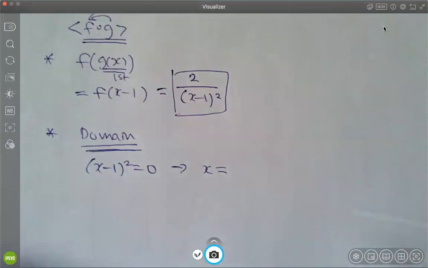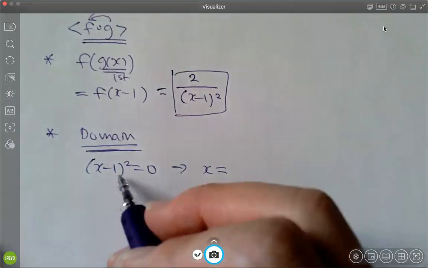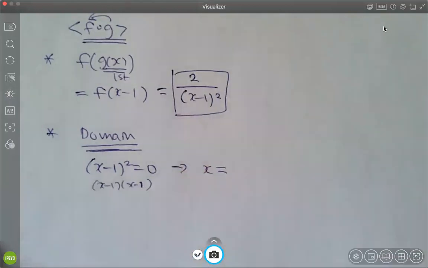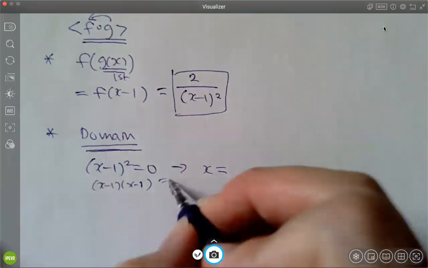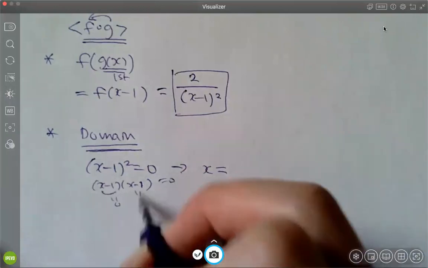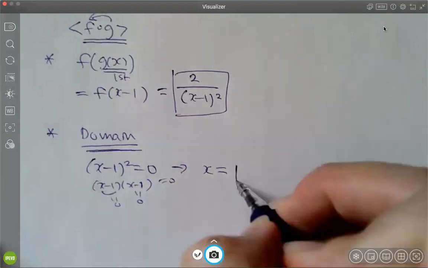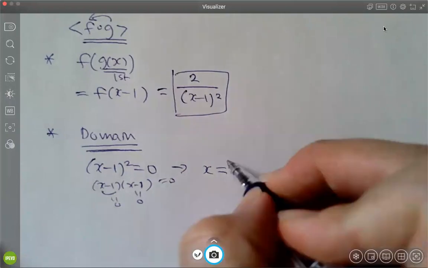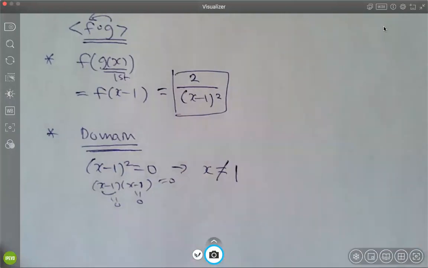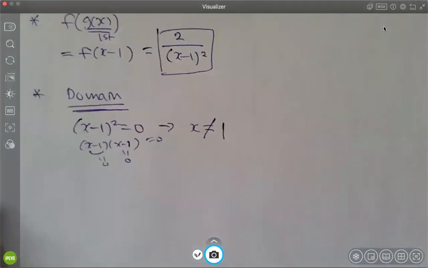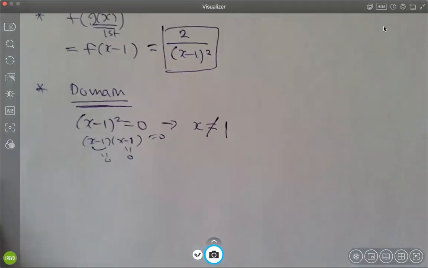Do you see why? Here, you don't have to follow the left-hand side still. This is x minus 1 times x minus 1, and that's equal to 0, so what does that mean? Each of the two factors has to be 0, but they're the same. So x is equal to 1. In particular, x cannot be equal to 1, so 1 is the bad value. So what's the domain in words? Everything but 1.